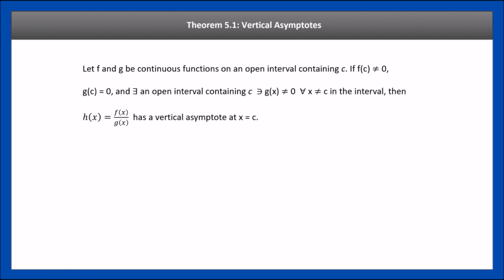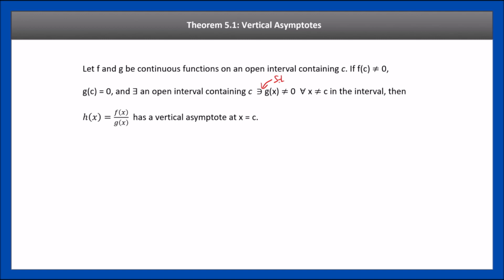And we're going to do it with this theorem. Theorem 5.1, vertical asymptotes. Let f and g be continuous functions on an open interval containing c. If f of c does not equal 0, and g of c is equal to 0, and there exists an open interval containing c such that g of x does not equal 0 for all x not equal to c in the interval, then the function h of x equals f of x over g of x has a vertical asymptote at x equals c.